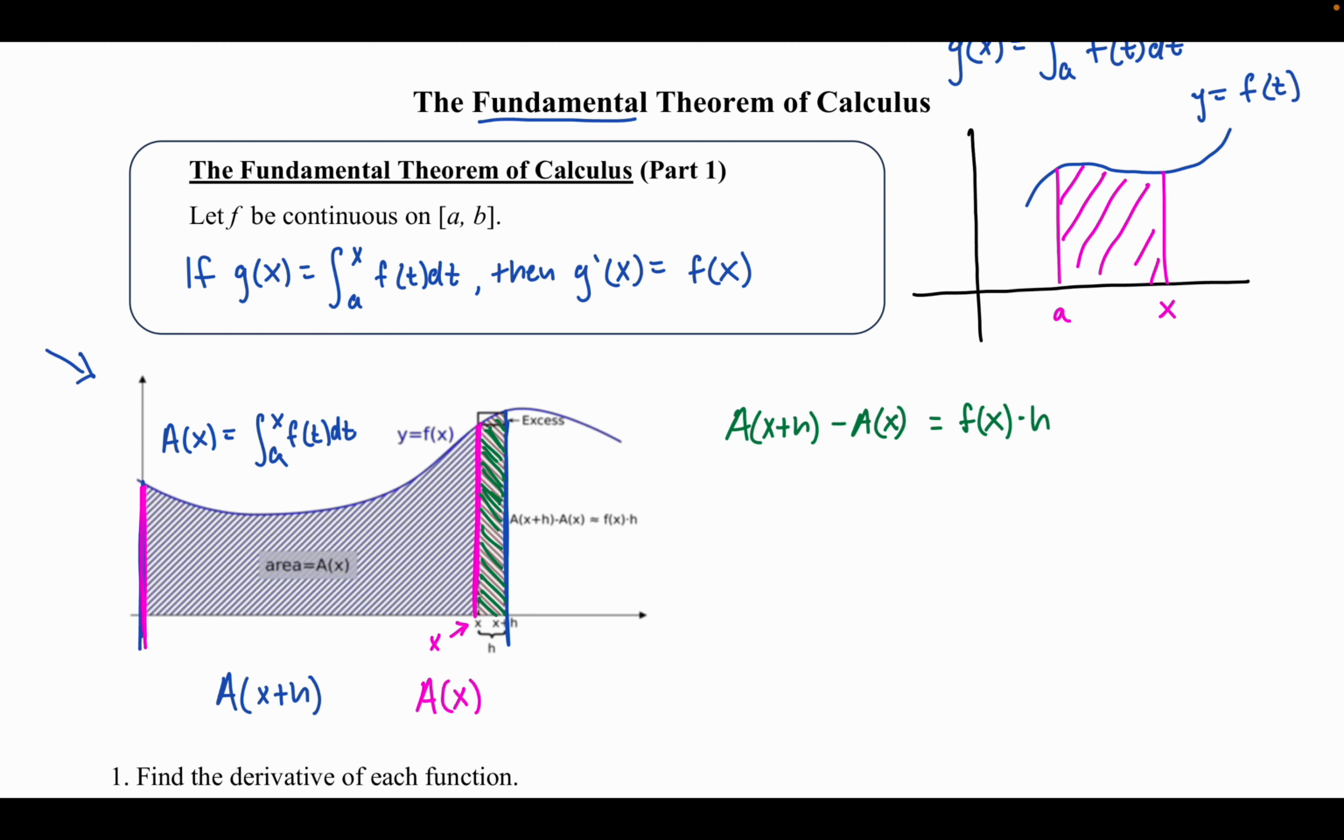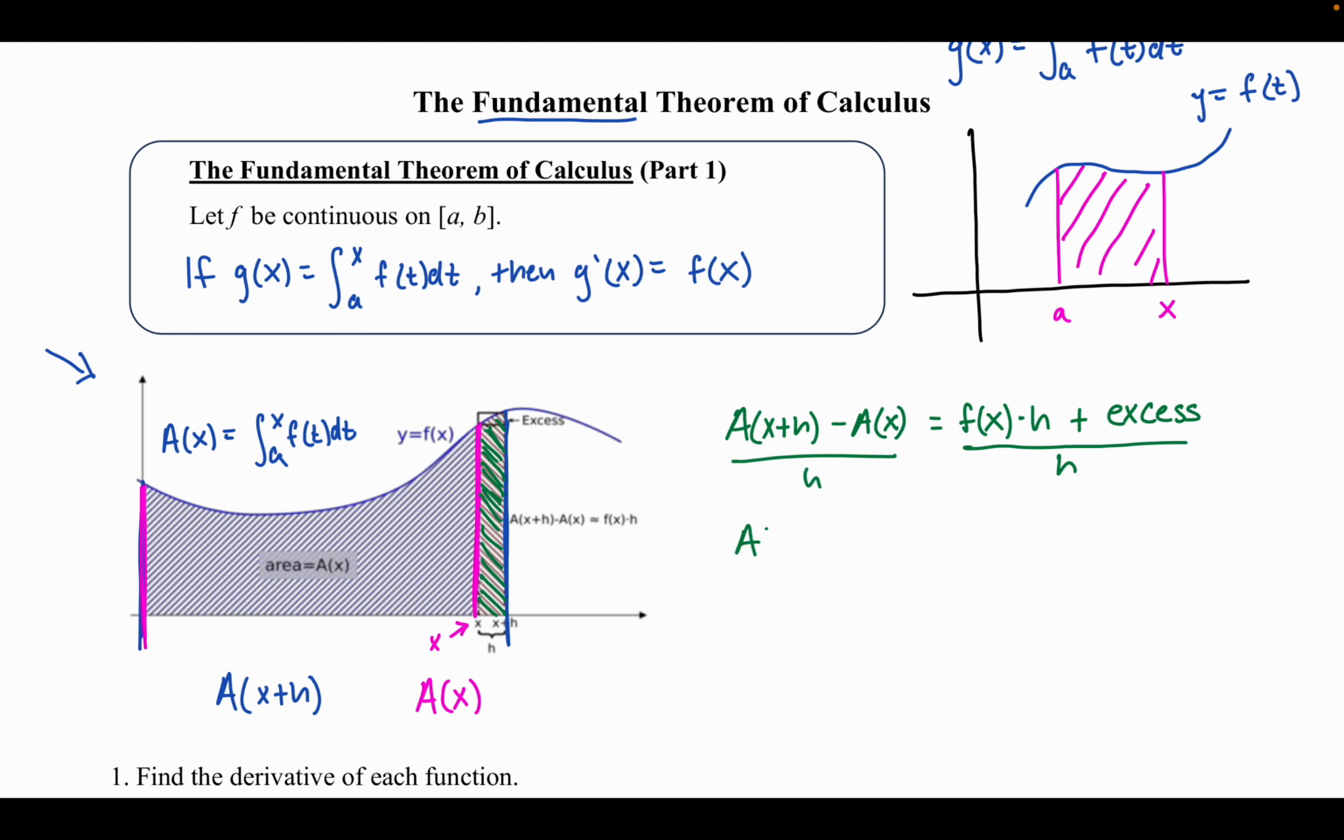So the difference between these two areas is about equal to the area of that rectangle drawn in. It's actually equal to the area of the rectangle plus some sort of excess that you see up there. So the difference in the areas is the same thing as that rectangle plus some excess. What we're going to do here is divide everything by h.